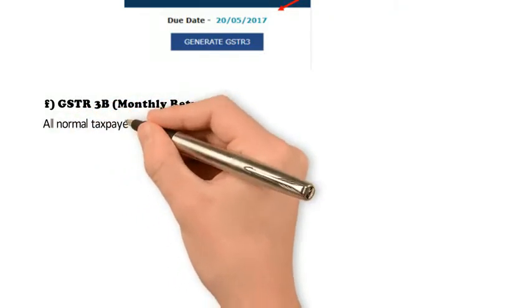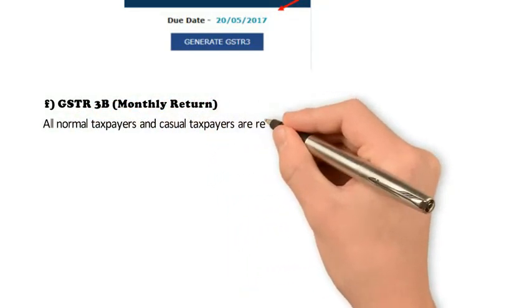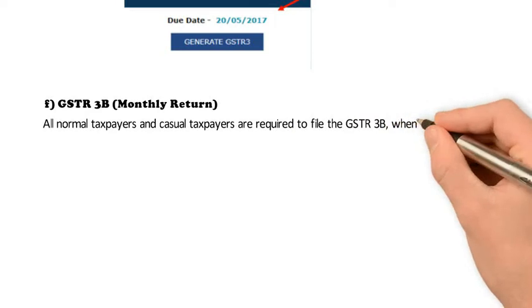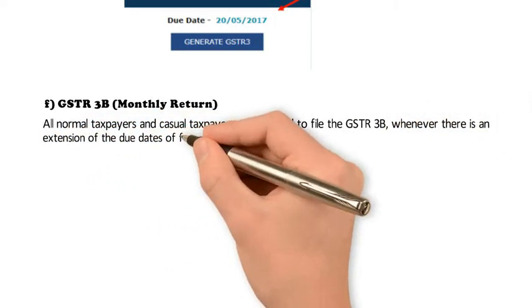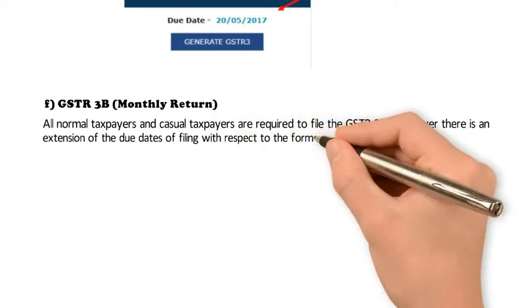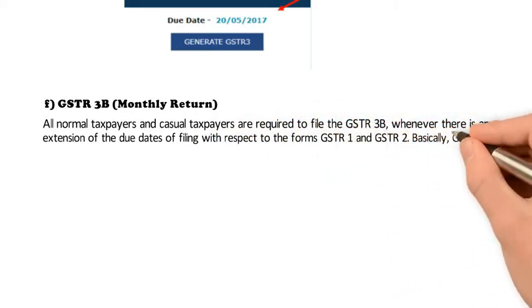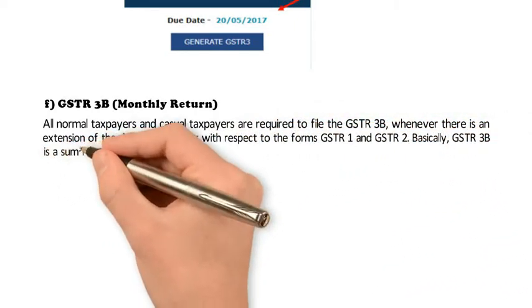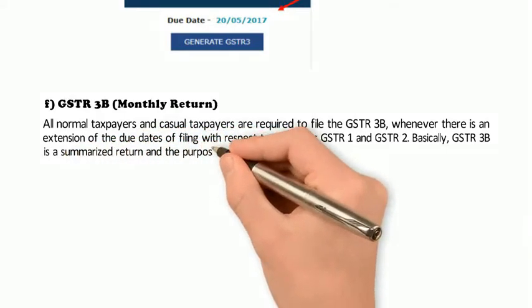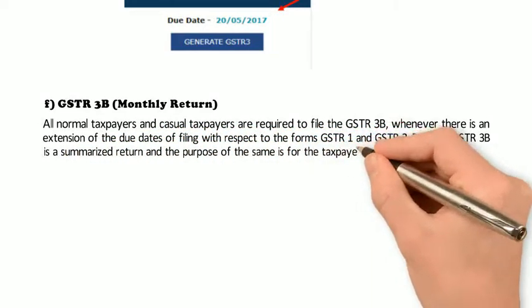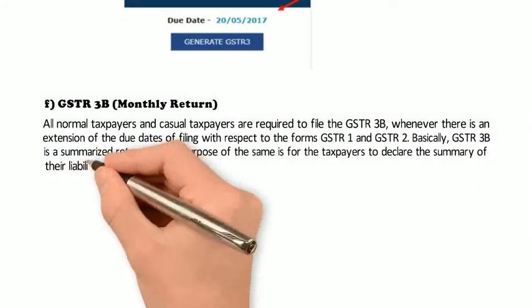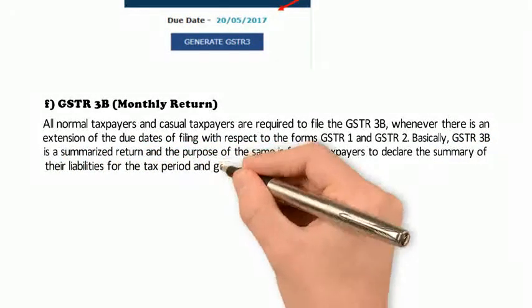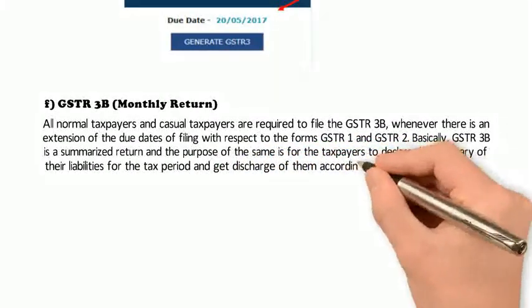GSTR 3B, Monthly Return. All normal taxpayers and casual taxpayers are required to file the GSTR 3B whenever there is an extension of the due dates of filing with respect to the forms GSTR 1 and GSTR 2. Basically, GSTR 3B is a summarized return and the purpose of the same is for the taxpayers to declare the summary of their liabilities for the tax period and get discharge of them accordingly.